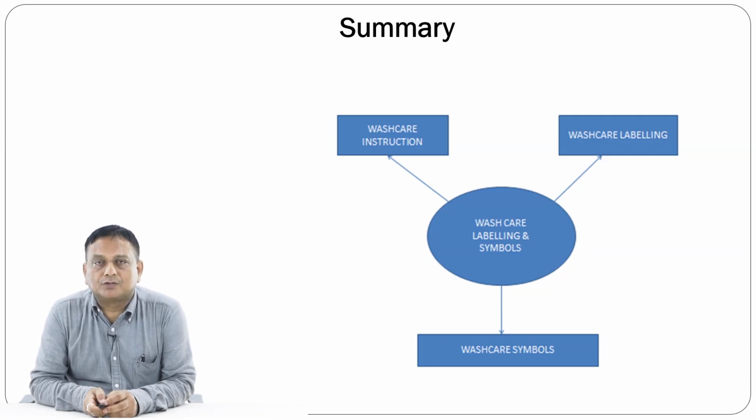Now, the summary of this lesson 2 is that we have seen the wash care labeling and symbols. In that we have seen in detail the different kinds of wash care instructions which are available. Then wash care labeling: how to do the wash care labeling? We have seen that different garments have different labeling systems or labeling sequences, and those things have to be carefully handled.